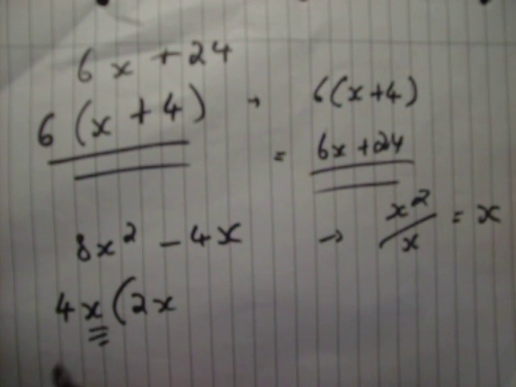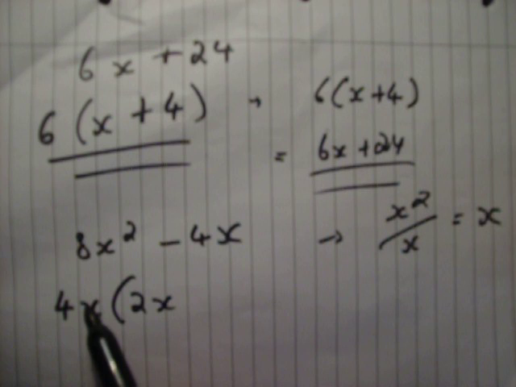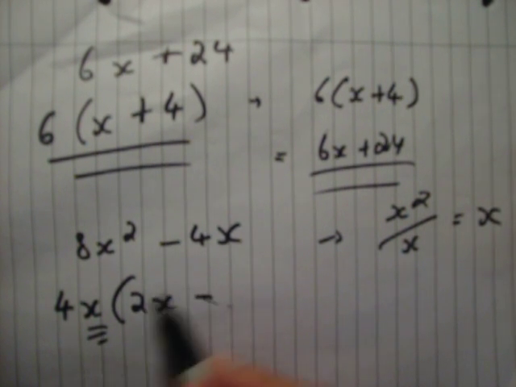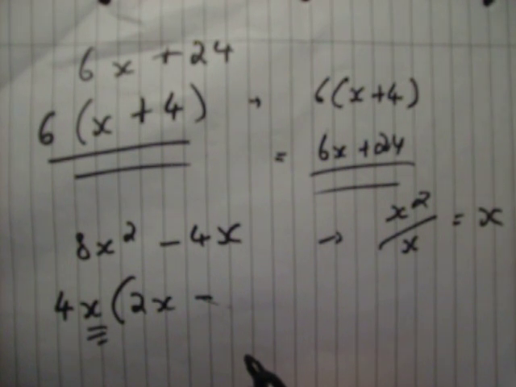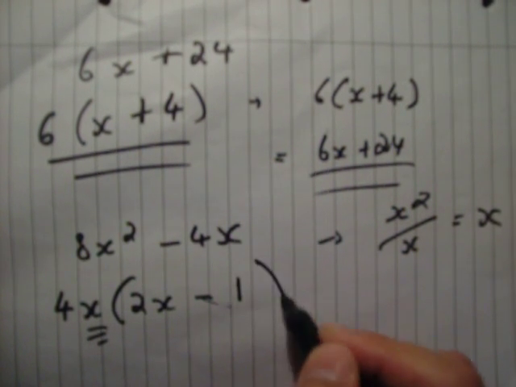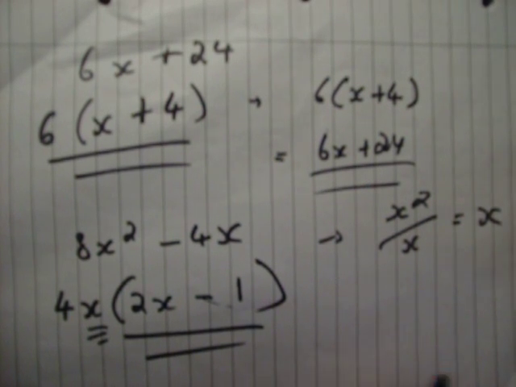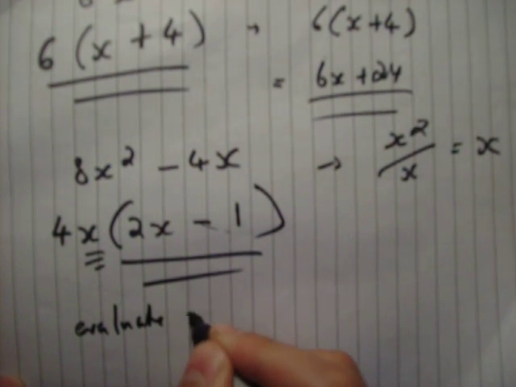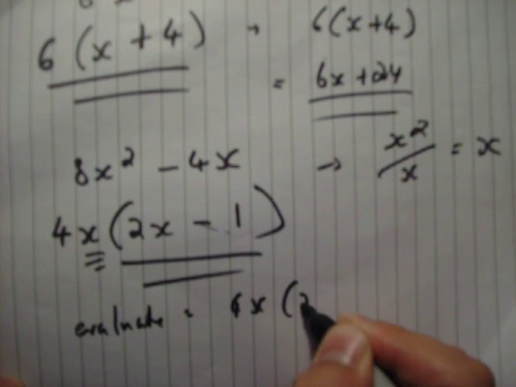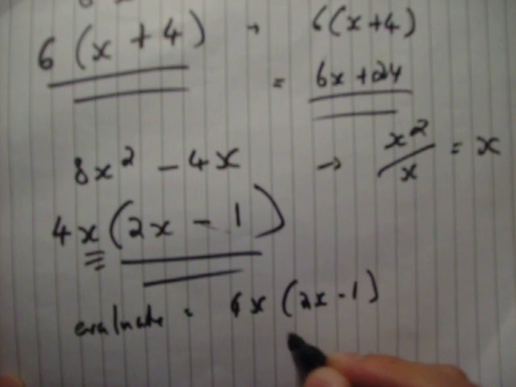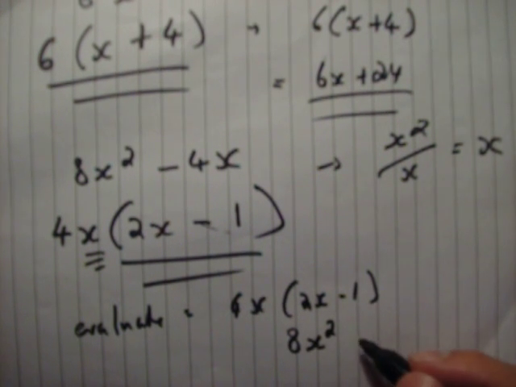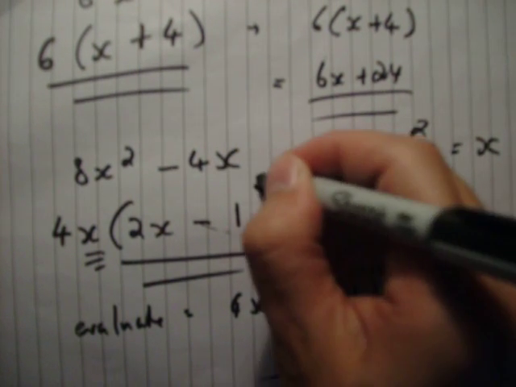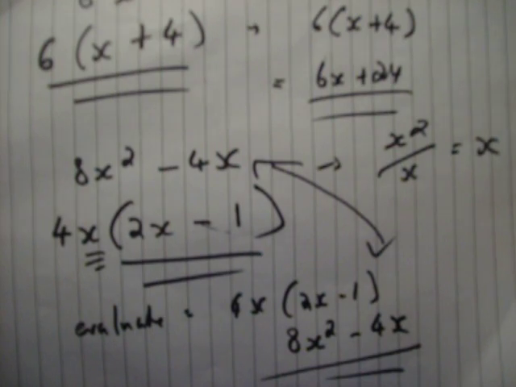All right, let's go back to this. 4x, 4 2's 8. X goes into x squared, just x, minus. What goes into that? Nada. Only 1. See if this is correct. Expand it, evaluate it. Which is the same as that.